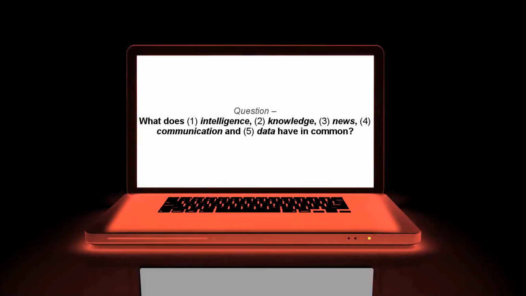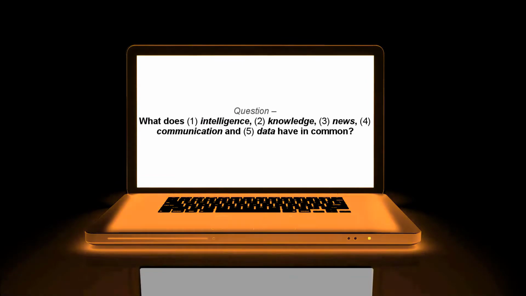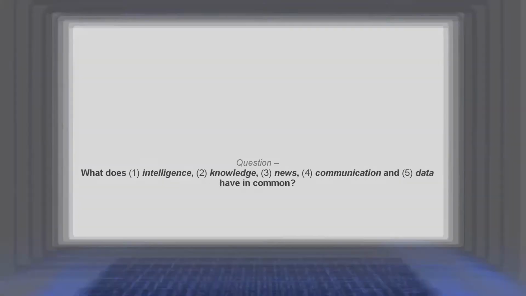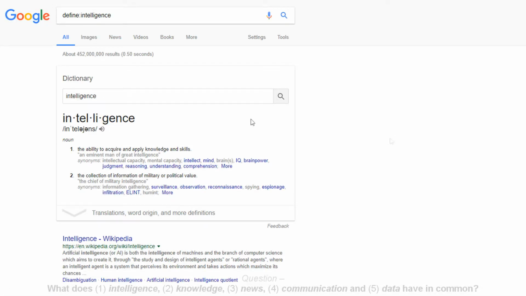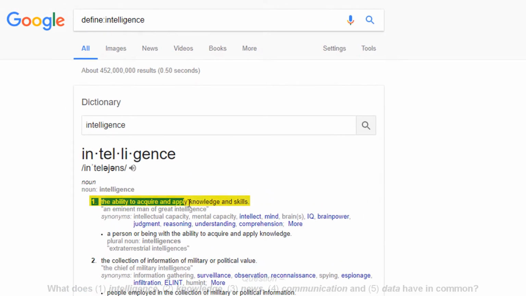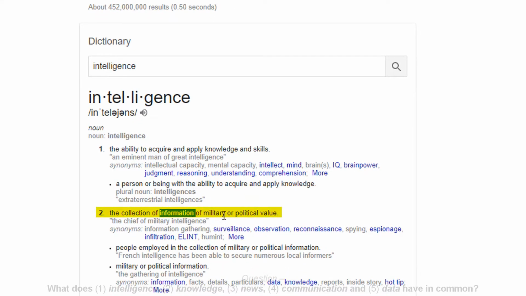Question. What do intelligence, knowledge, news, communication, and data have in common? If we quickly first define intelligence on Google, we get this. Intelligence: 1. The ability to acquire and apply knowledge and skills. And number 2. The collection of information of military and political value.